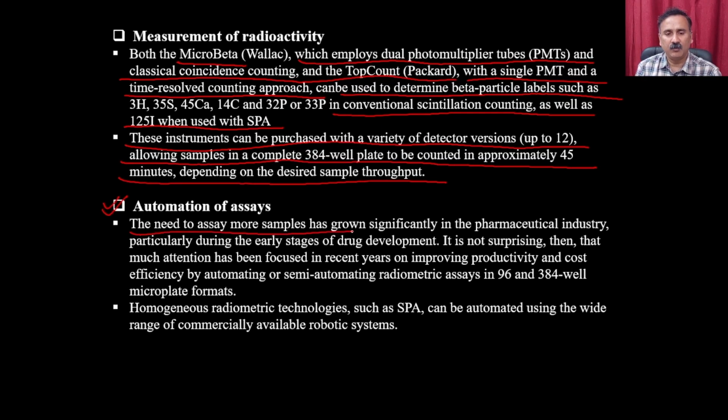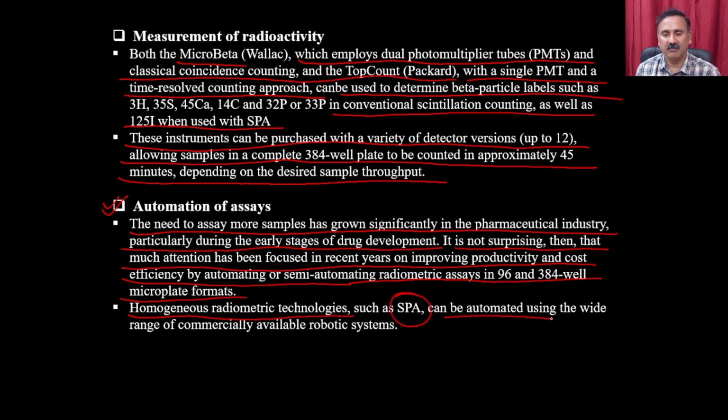The need to assay more samples will grow significantly in the pharmaceutical industries, particularly during the early stage of development. It is not surprising that much attention has been focused in recent years on improving productivity and cost efficiency through automatic or semi-automatic radiometric assays in the 96 and 384 microplate formats. Homogeneous radiometric assays such as the scintillation proximity assay can be automated using a wide range of commercially available robotic systems.